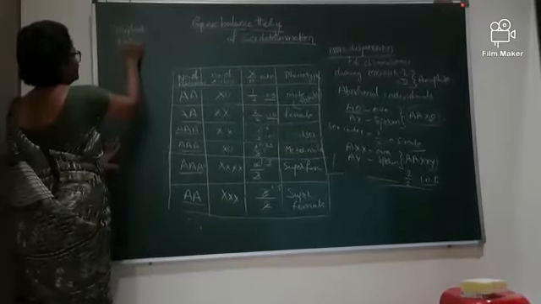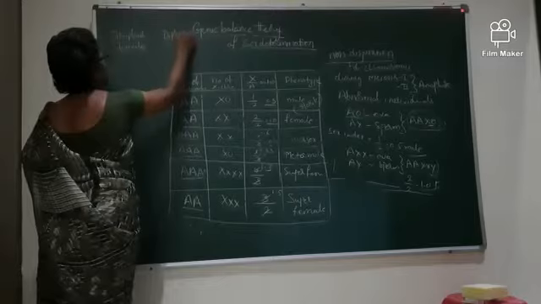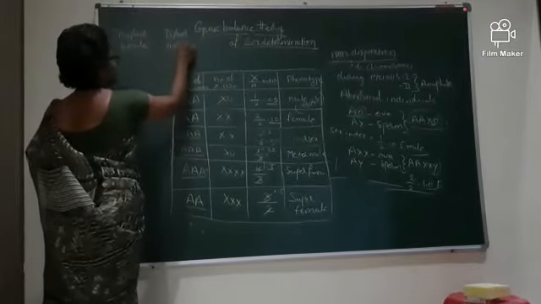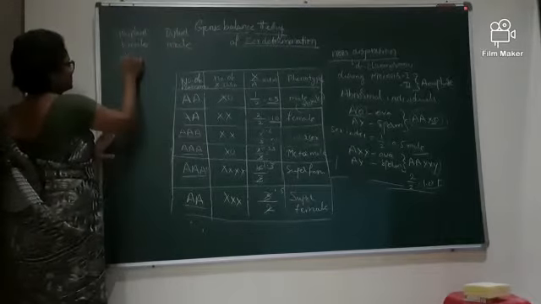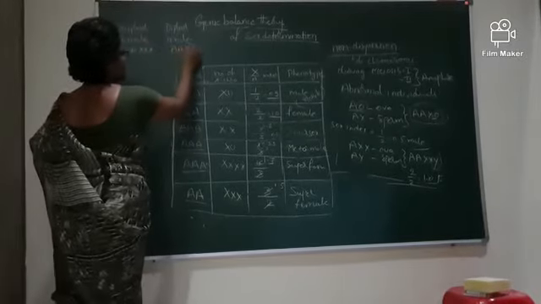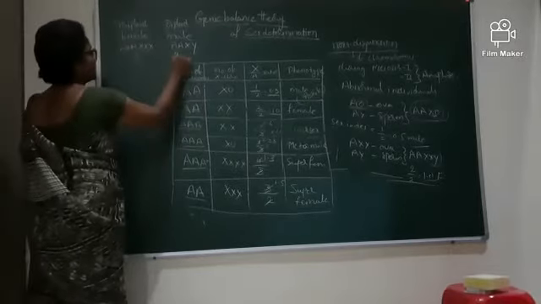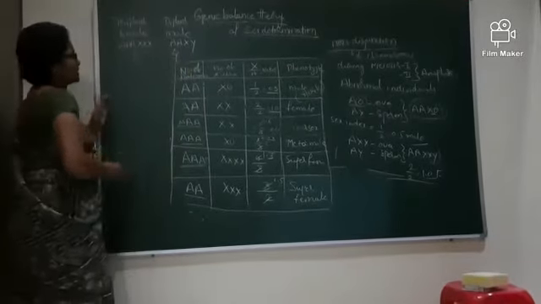diploid female, diploid male. Diploid female, how? AAXX, AX, diploid male. Here there is ova and sperm formation that takes place.